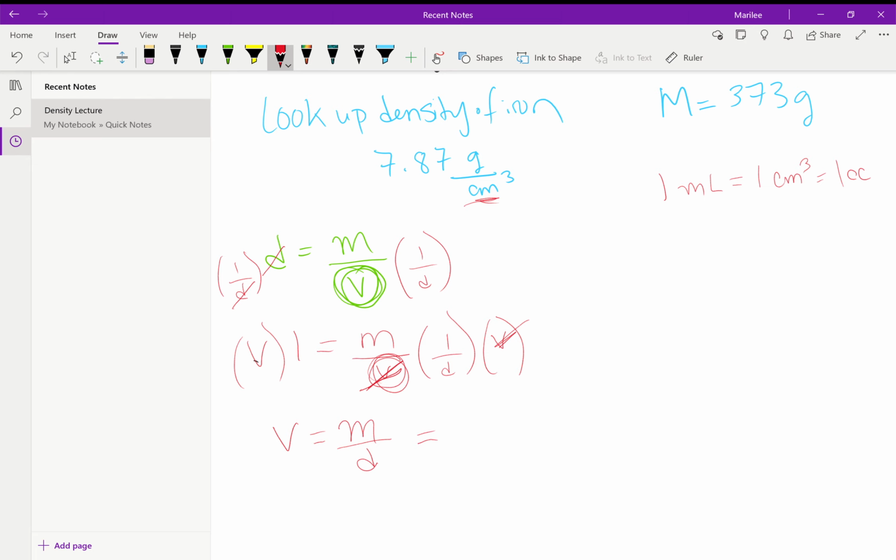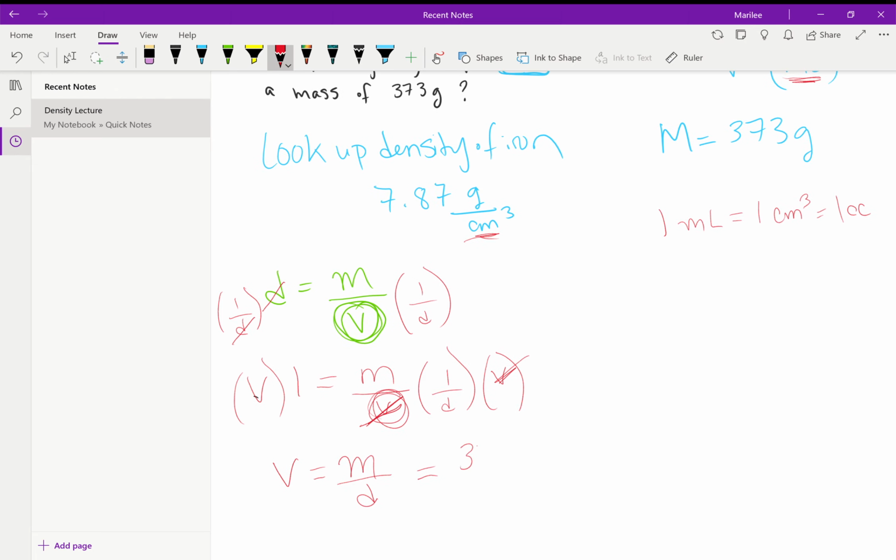What was our mass? Our mass is 373 grams. Density is 7.87 grams per centimeter cubed. That is equal to, I already calculated this for you guys, 47.4. Grams get cancelled out, centimeter cubed moves to the top, so we have 47.4 centimeter cubed, which is equal to 47.4 milliliters. That's our answer.